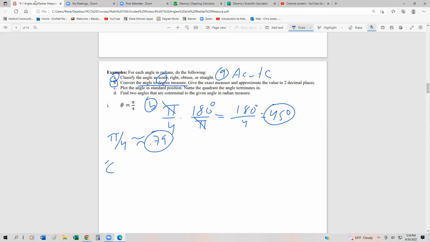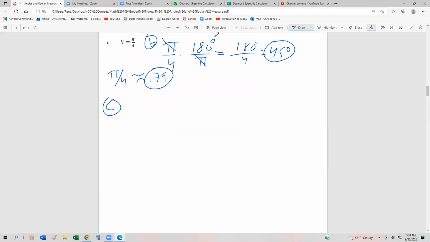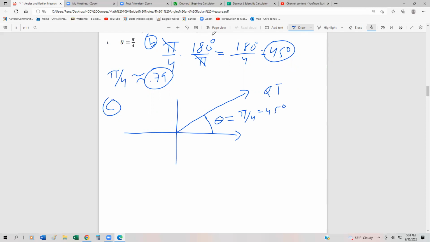If we want to plot the angle in standard position, we know it's 45 degrees. All right, so that's pretty easy. All right, so we plot it. 45 degrees is halfway between 90 and 0. All right, so that's our terminal, that's our initial ray. This is theta equals pi fourths, which is 45 degrees. Right? We know that that ends up in quadrant 1. Right, so that's not that big of a deal.